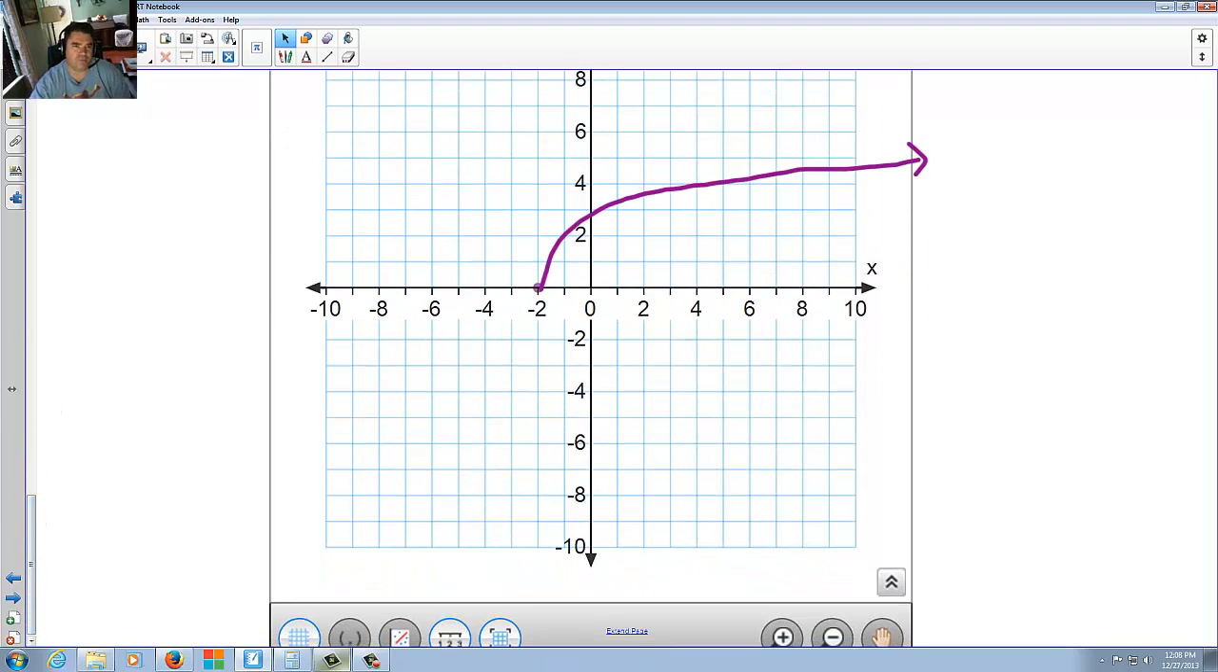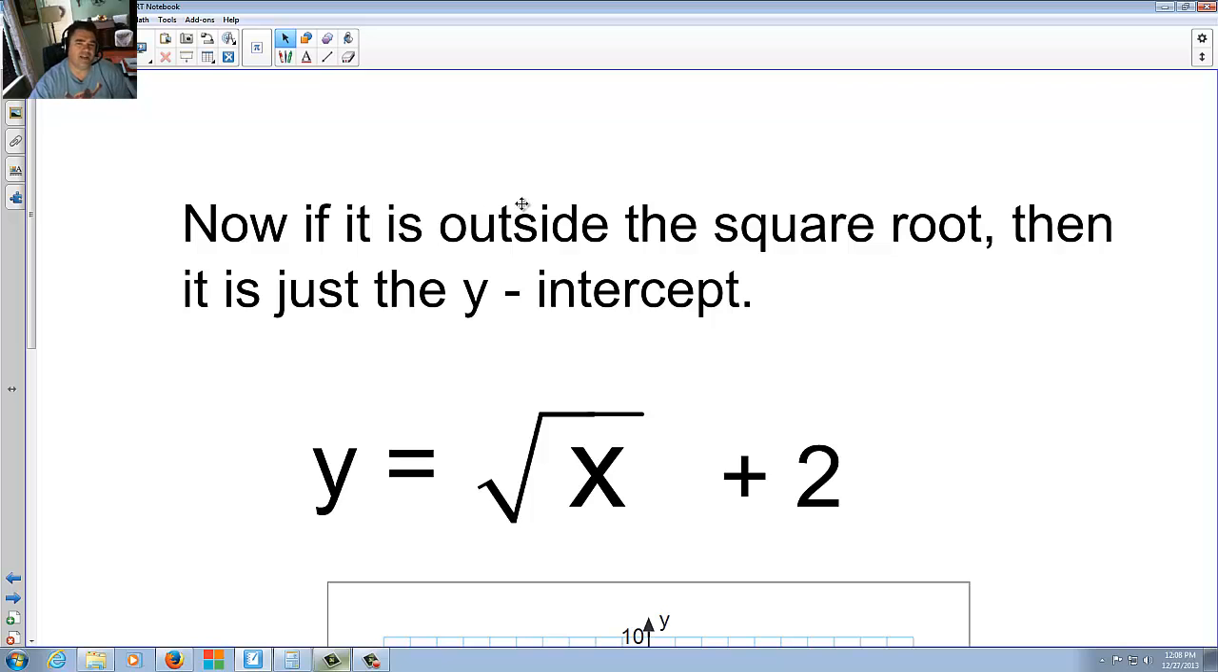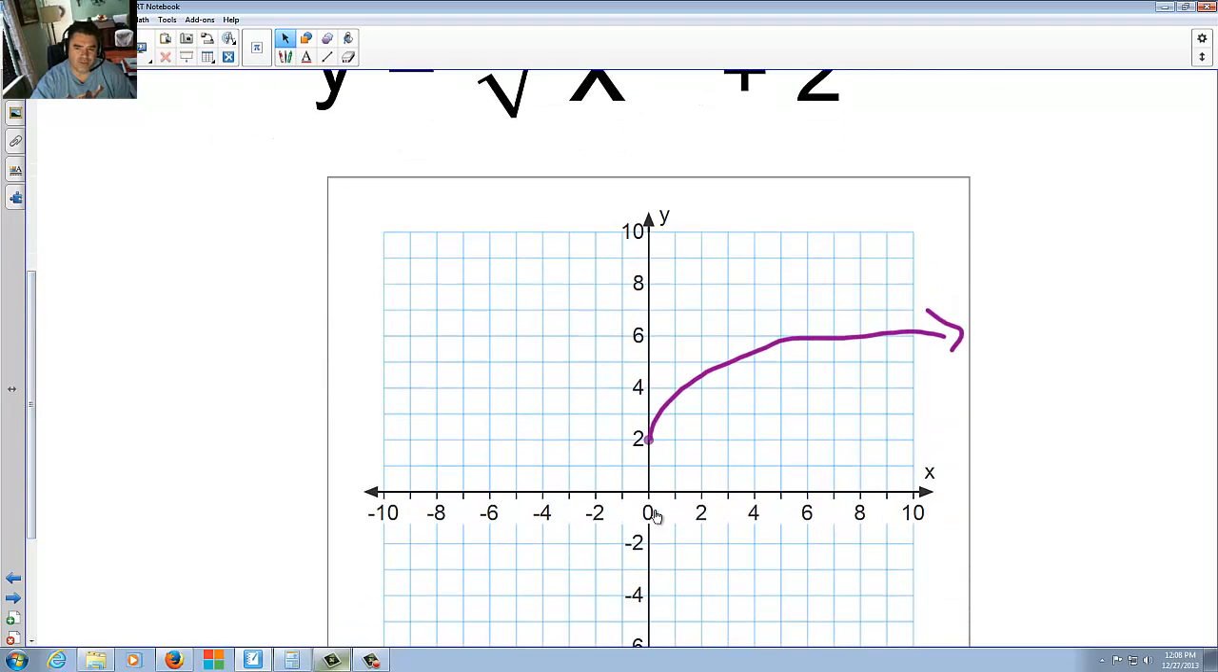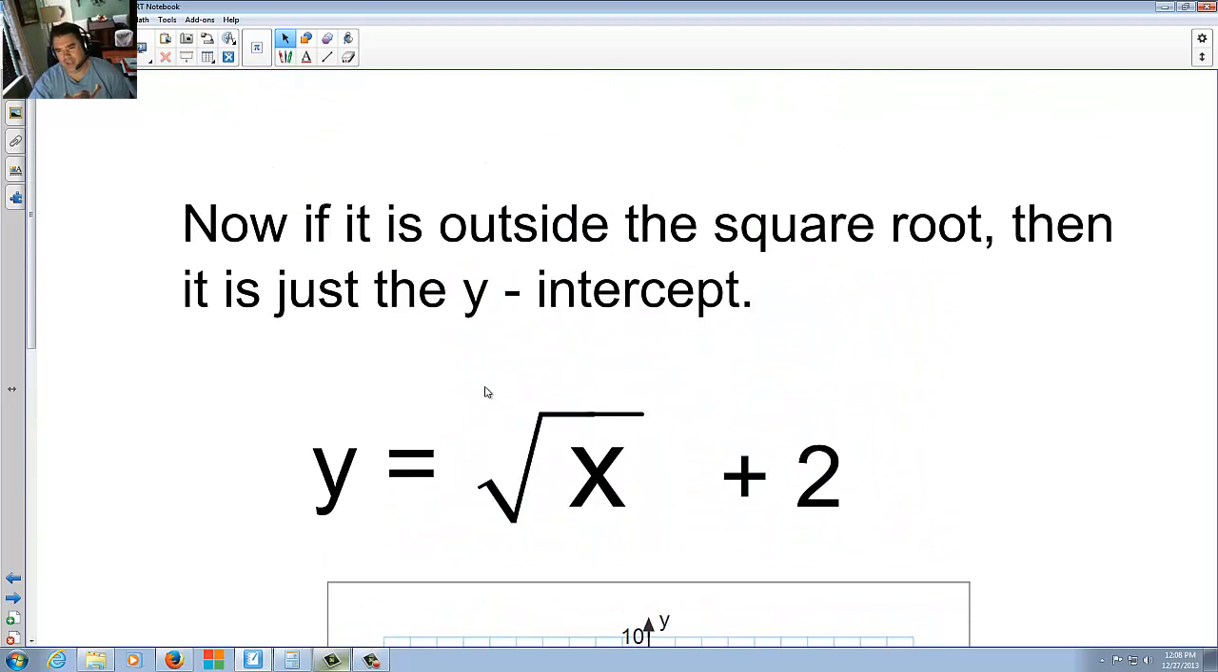X root, excuse me. Now, if it is outside the square root, then it's just the y-intercept. So remember you have the plus 2. Well, it's outside, so you're just going to go up 2. Then your normal square root of x. Like this. You do up and down 2. How do you do that again? If it's outside the root, it's up or down. If it's inside the root, it's left to right, but it's the opposite.